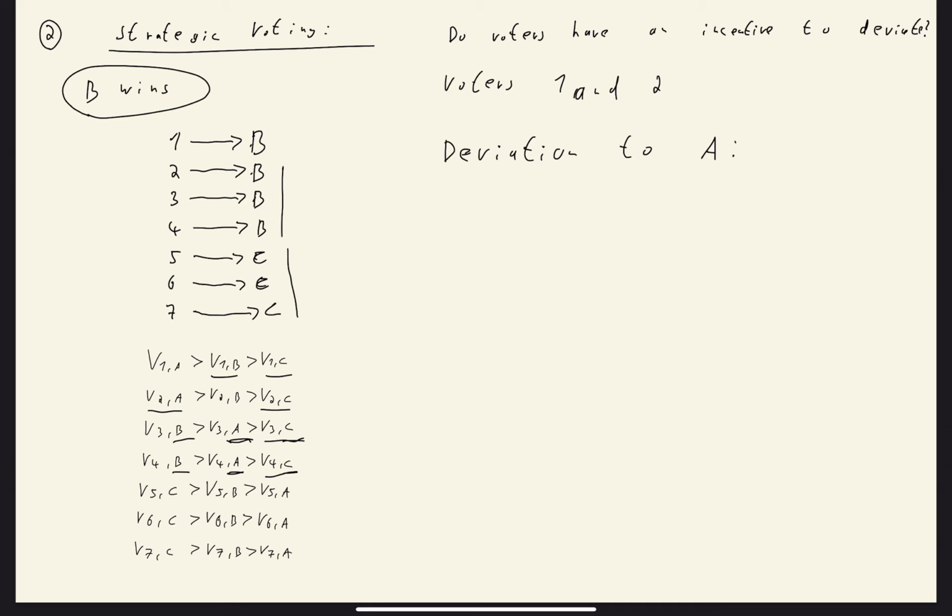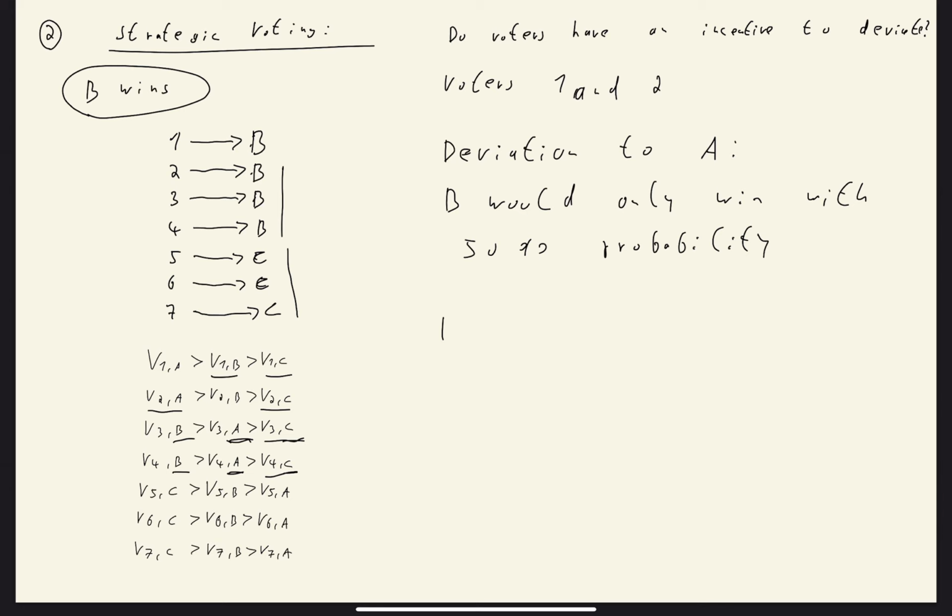So deviation to A, B would only win with 50% probability as opposed to 100%. This also holds for voter 2.